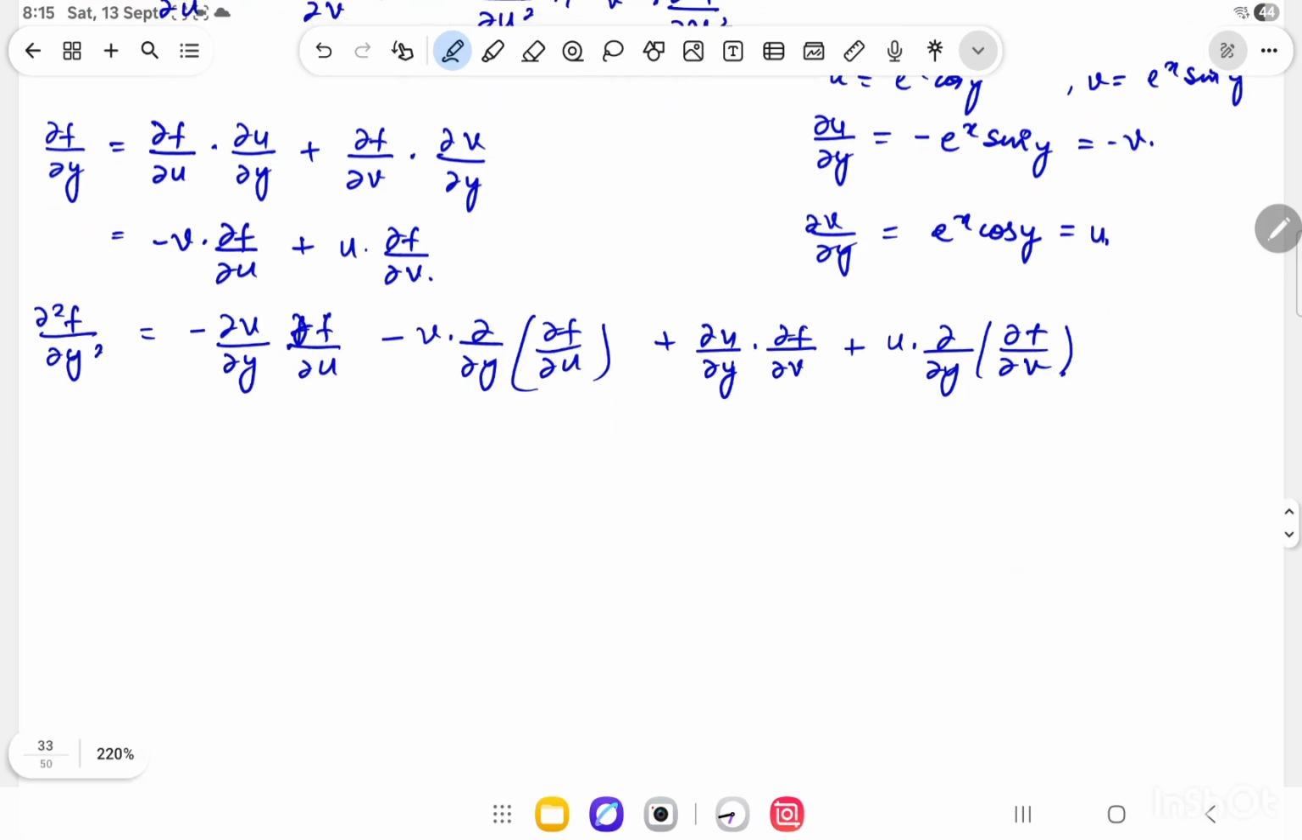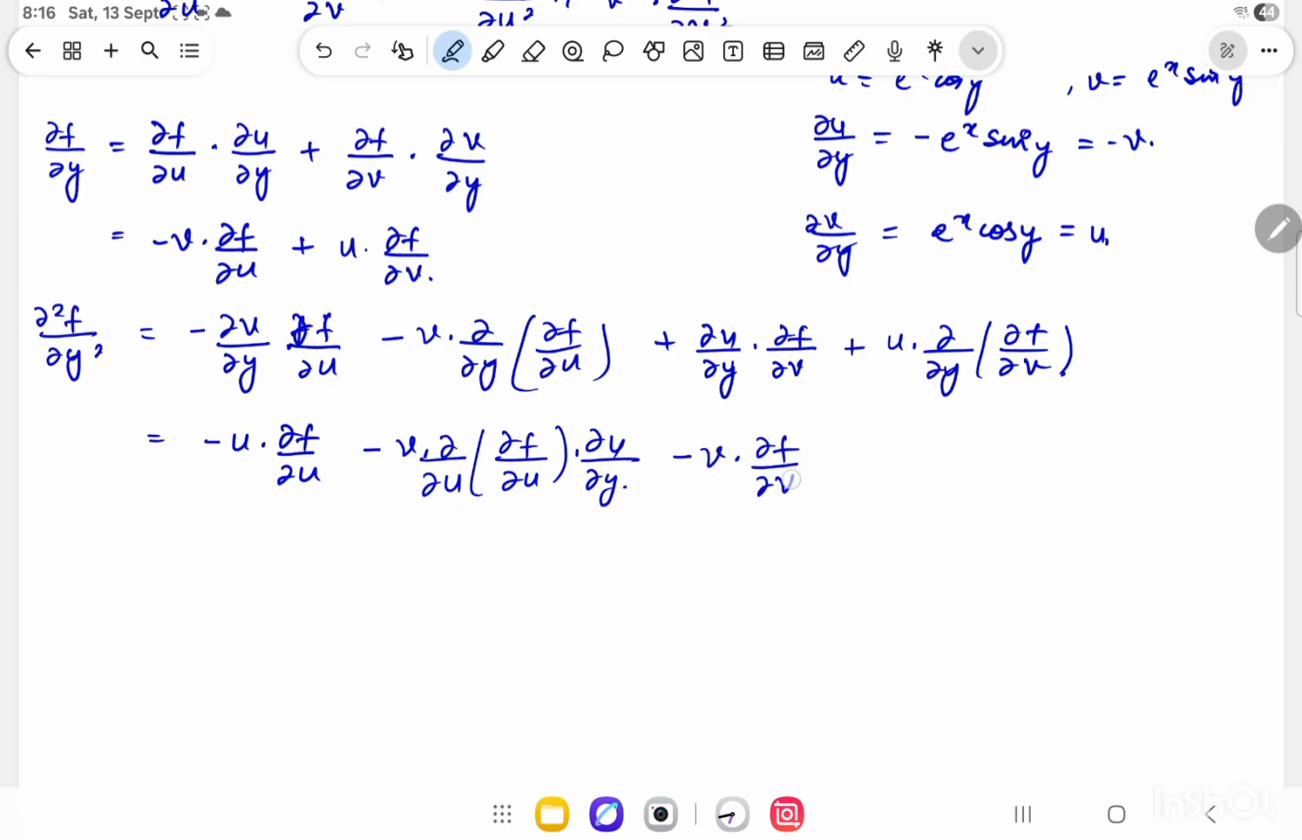Let's just solve this and see what we get. We know that del v by del y is u, so it will be minus u into del f by del u, minus v into, I can write this term as del by del u of del f by del u into del u by del y, plus del u by del y, which is minus v, so it will be minus v into del f by del v, plus u into, I can write this term as del by del v of del f by del v into del v by del y.